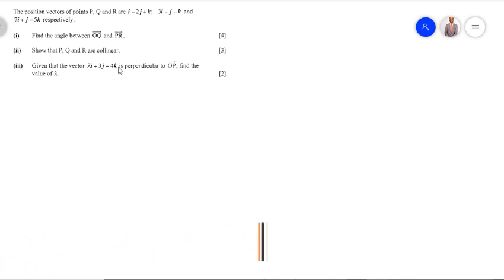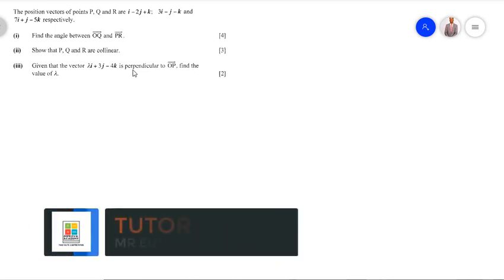Item 3: Given that the vector lambda i plus 3j minus 4k is perpendicular to OP, find the value of lambda. 2 marks.